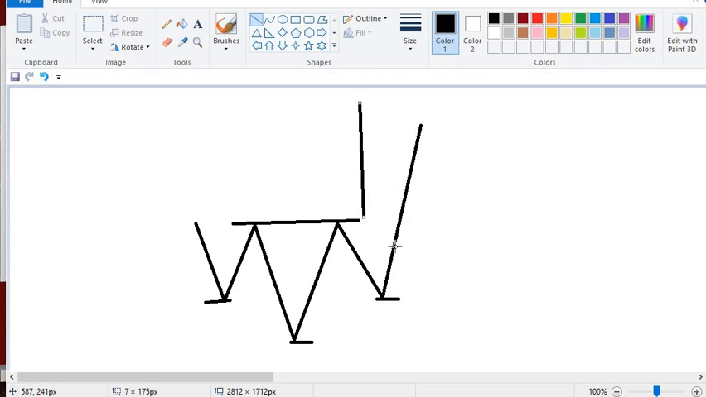We can trade it in three ways. First, we trade it from the second shoulder. Second, we set an entry above the neckline. And third, we trade inverse head and shoulder on the retest of the neckline. So that's how we're gonna trade the inverse head and shoulder. Let me show you its example on the chart.